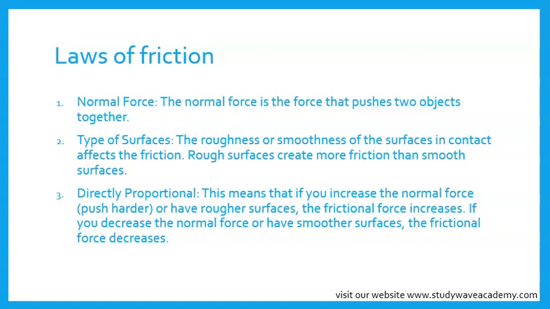Type of surfaces: the roughness or smoothness of the surfaces in contact affects the friction. Rough surfaces create more friction than smooth surfaces. Directly proportional. This means that if you increase the normal force or have rougher surfaces, the frictional force increases. If you decrease the normal force or have smoother surfaces, the frictional force decreases. So the law of friction tells us that friction depends on how hard things are pushed together and the nature of the surfaces in contact.